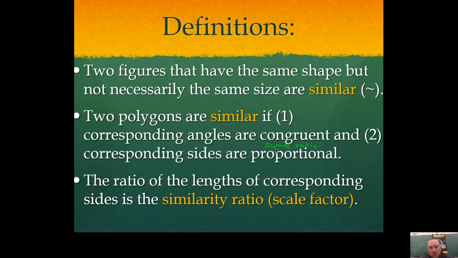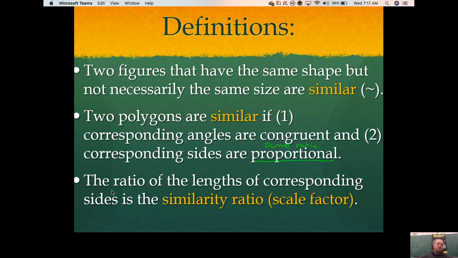So again, if you have triangles, you have to write 3 ratios of corresponding sides, and those ratios must end up being equal. If you have quadrilaterals, you need 4 ratios that are equal. That's what proportional means. The ratio of the lengths of the corresponding sides is called the similarity ratio. Sometimes we'll call it the scale factor also. Both are acceptable.